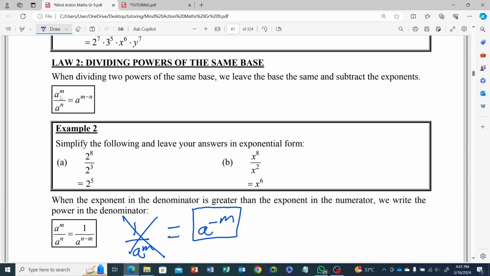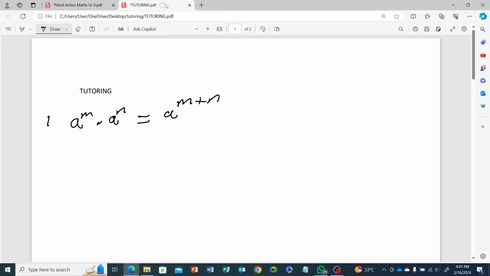Now, law 2 says when dividing two powers of the same base, we leave the base the same and subtract the exponents. So this one is also straightforward. If you have a to the power of m divided by a to the power of n, this will mean you keep the base the same, only take one base, then the power of the numerator subtract the power of the denominator. So this will be your law 2.